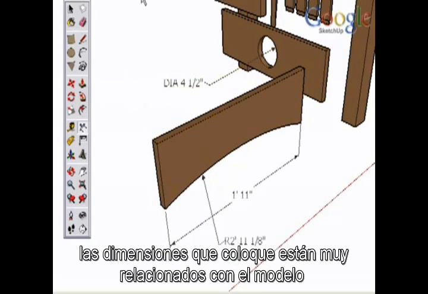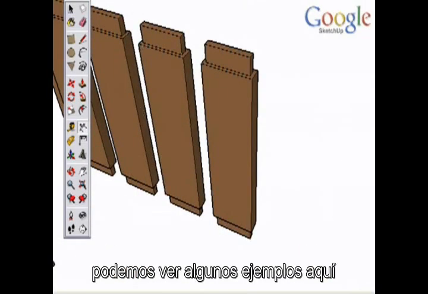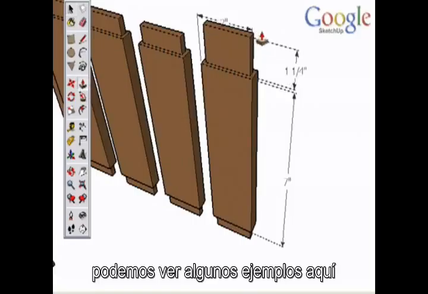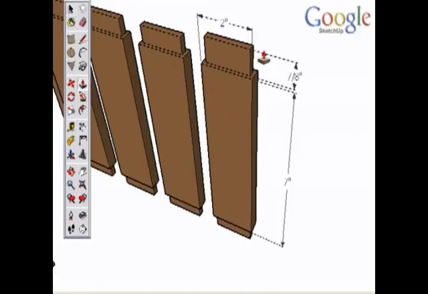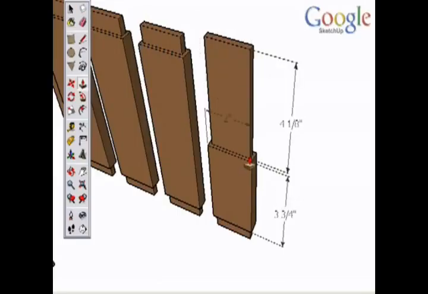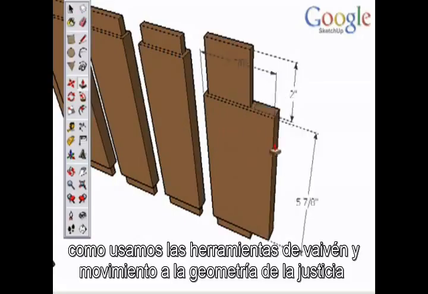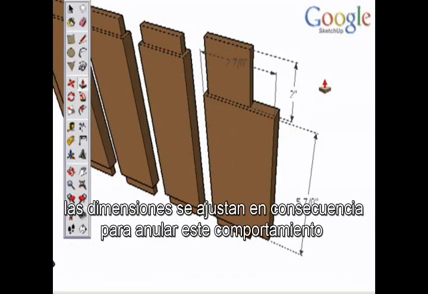By default, any dimensions you place are dynamically linked to the model. We can see several examples here. As we use the push-pull and move tools to adjust this geometry, the dimensions adjust accordingly.